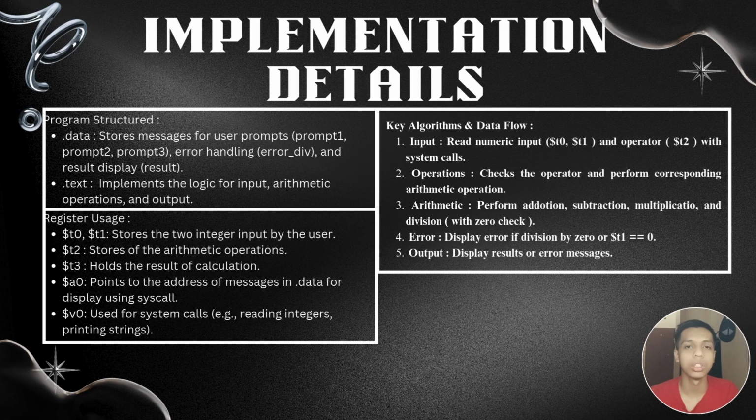T0 and T1 store user input, while T2 manages the arithmetic operation, and T3 holds the result, while A0 points to the display message, and V0 handles the system call for input and output. The process starts by reading numeric input and the desired operation. The program then validates the operation and performs addition, subtraction, multiplication, or division, complete with a zero division check.